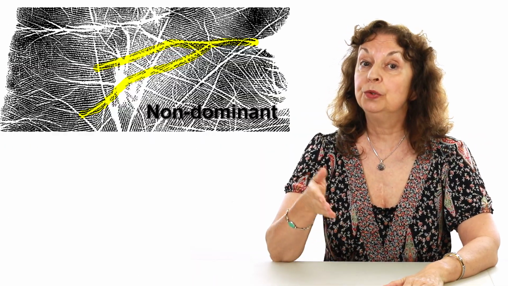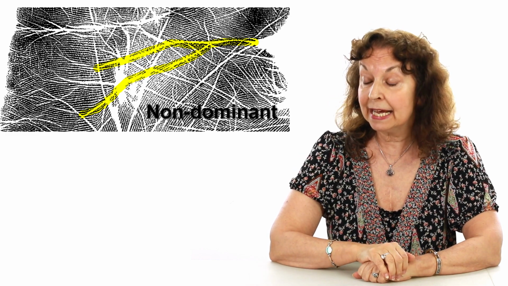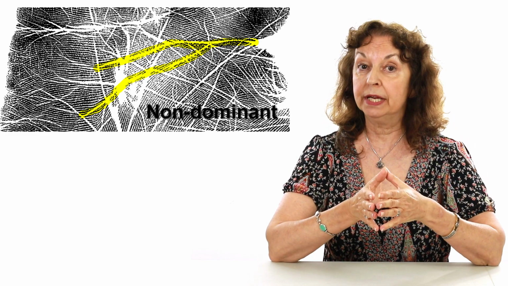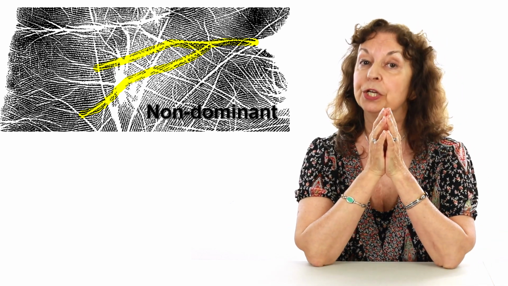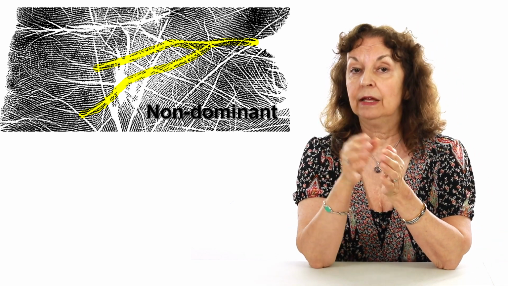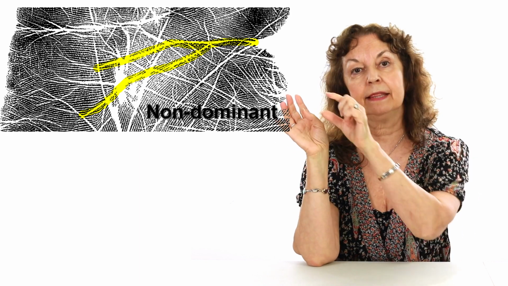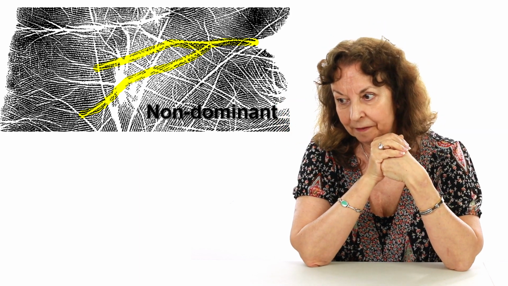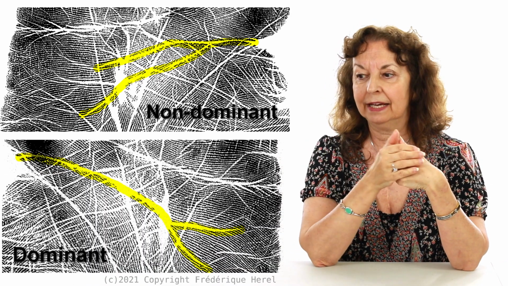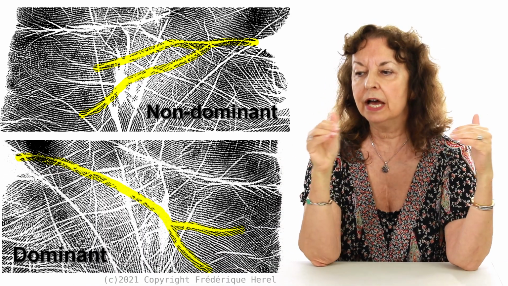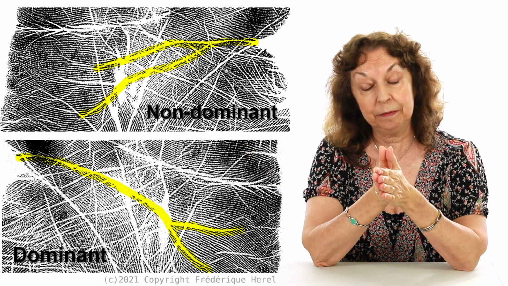So now we are going to look at Laureen's hands. On her left non-dominant hand, she has a double line. It starts as a single line and then it turns into a double line. And on her right hand, dominant hand, she has a single line. So what does it mean?